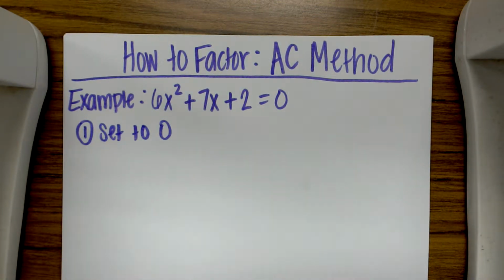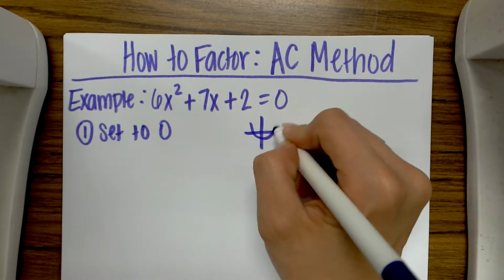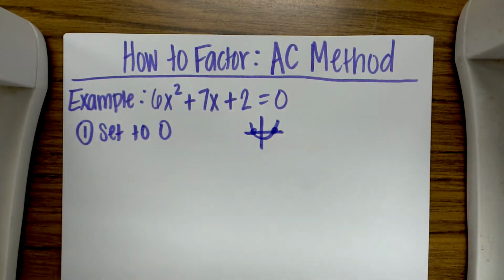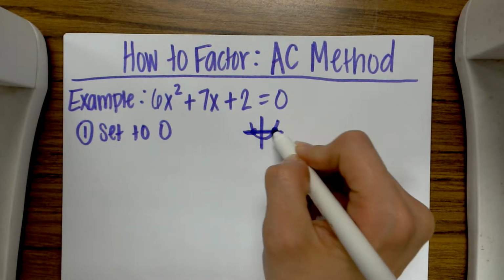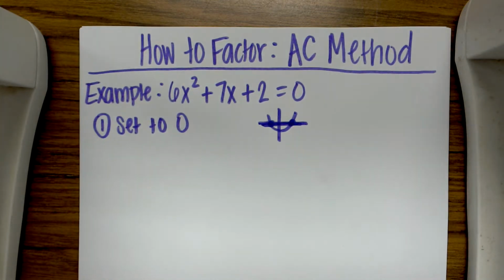The reason we want it to be set to 0 is because whenever we have a graph and we have a quadratic, our points here are where y is equal to 0. Also, where x is equal to something, okay? So where y is equal to 0. That's why we have to set it equal to 0, to find our roots.